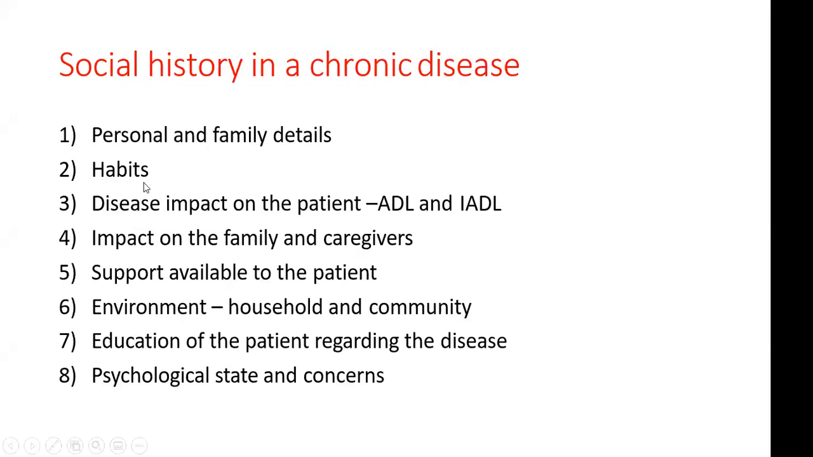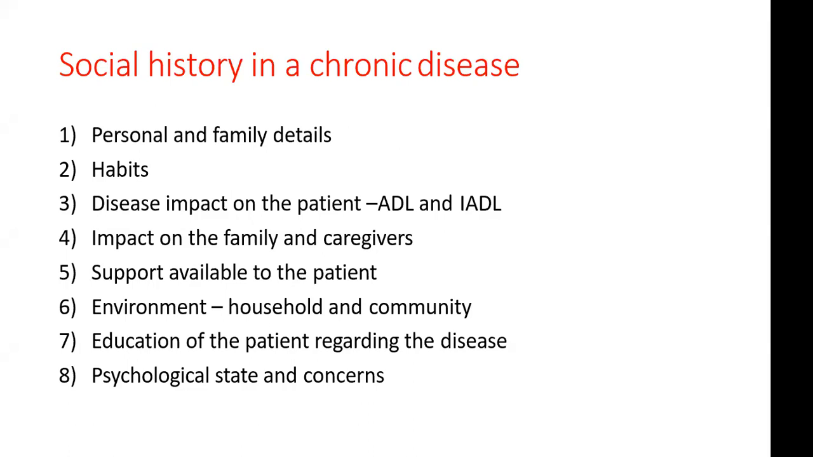Now a little bit more about the social history in a patient with a chronic disease. A little bit more information needs to be given, or at least extracted, when you take a social history in a chronic disease. Personal and family details are important in any case. Habits like alcohol, drug use, smoking are important in any case. But the next few points, 3 to 8, are very, very relevant for a chronic disease, and you should get that information. I will give you an example sometime.